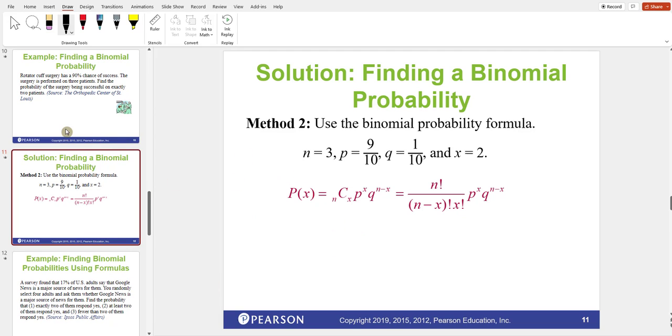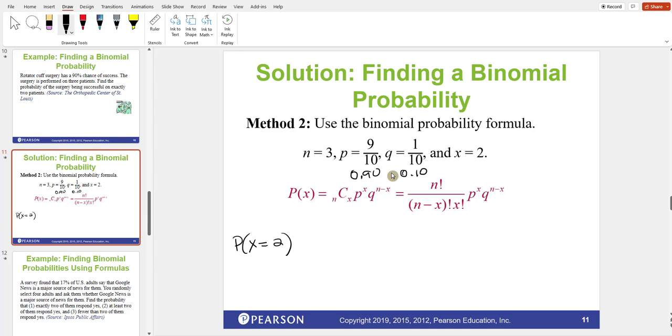So let's write out the information. They gave us 3 surgeries. The probability of success is 90%. I'm just going to change this to 0.9 here. And the probability of failure is 0.10. And then we want to know the probability that you get exactly 2 surgeries, successful surgeries. So this is what you're going to calculate, the probability that x is equal to 2.